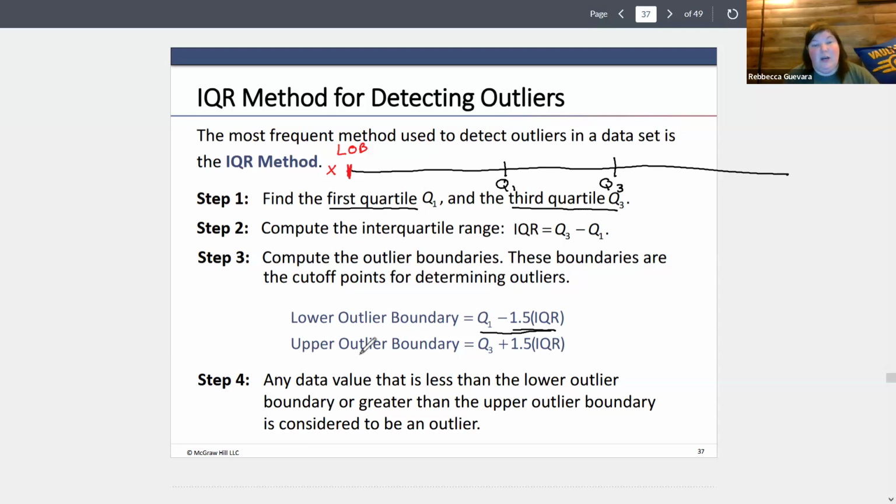We have an upper outlier boundary. That's going to be your Q3, because we're looking at the other side of that range that's considered normal. We're going to look at that Q3 and then add 1.5 times the interquartile range. So that could be out here. So that's your upper outlier boundary. And if I have values that pop out here, they would be outliers.